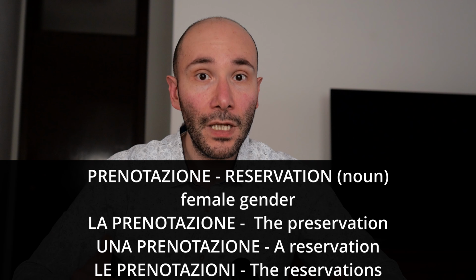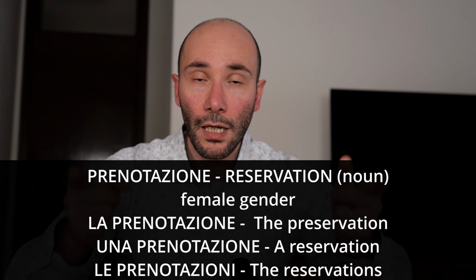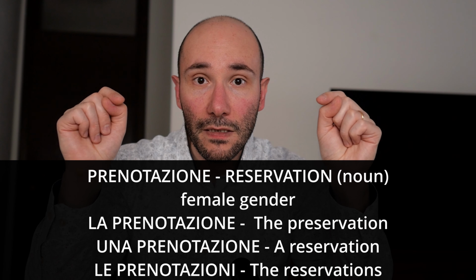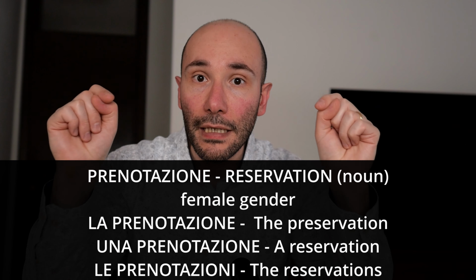Io ho una prenotazione. Remember the indefinite article una, because prenotazione is a noun that ends with the vowel e, therefore it is irregular. And by definition, prenotazione is feminine. So, una prenotazione. Why is it feminine? I don't know. It is simply how it is. Memorize that in the Italian language it is feminine.